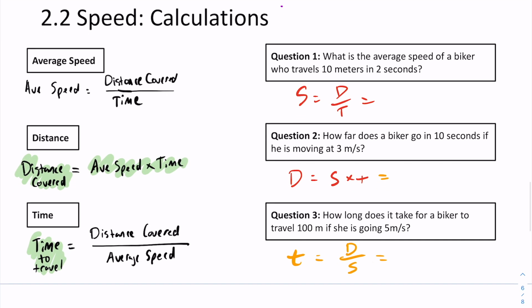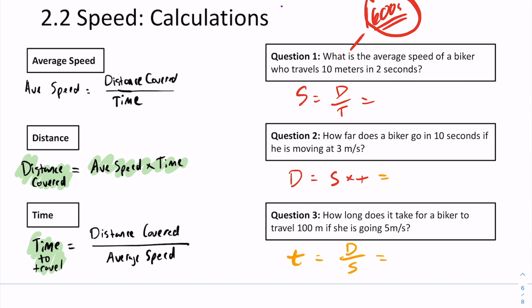So what if we were to apply Galileo's equation, average speed equals distance over time? Let's take a look at a couple of practice problems. Question 1 says, what is the average speed of a biker who travels 10 meters in 2 seconds? Remember, it took us until the 1600s to get this equation. Wow, it seems simple to us. We've heard it since maybe elementary school, but can you believe it? Science is not always so easy.